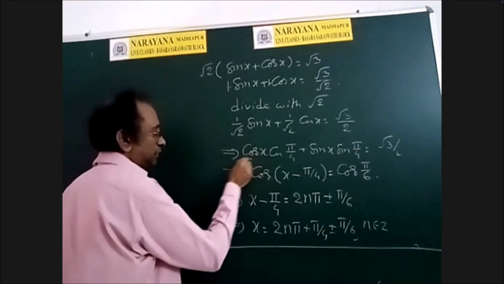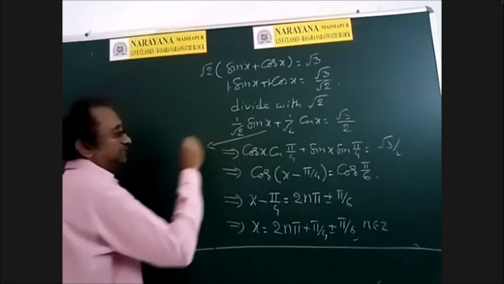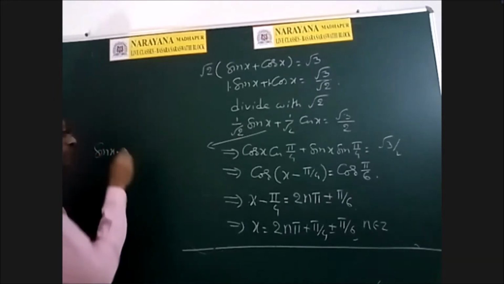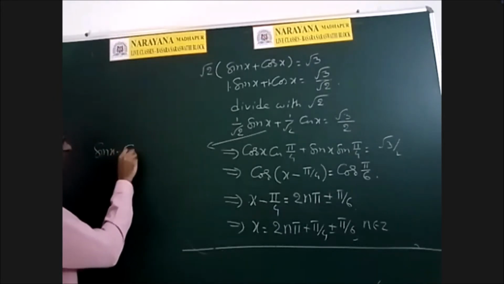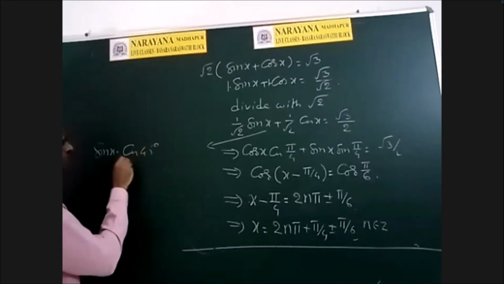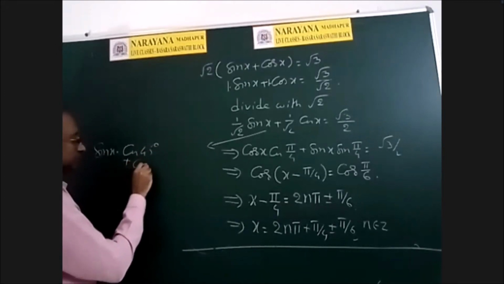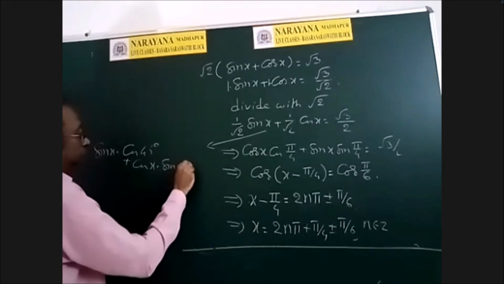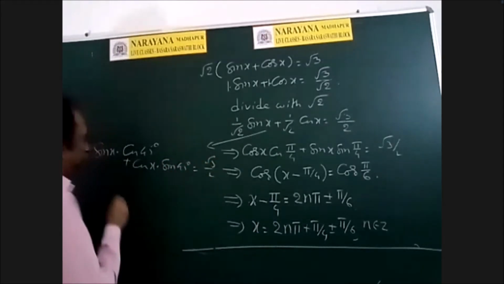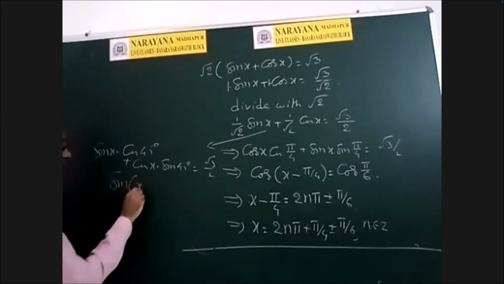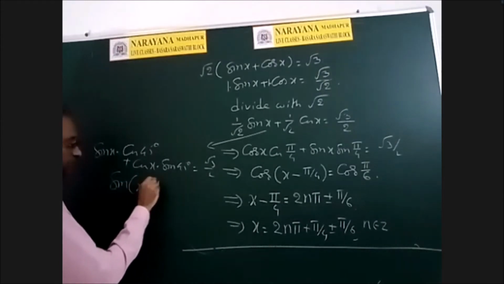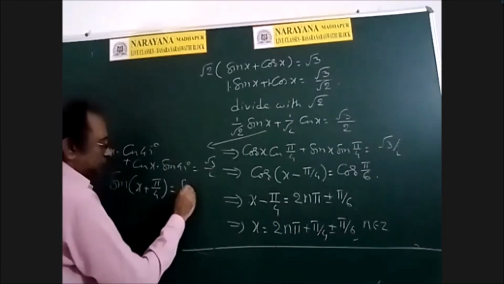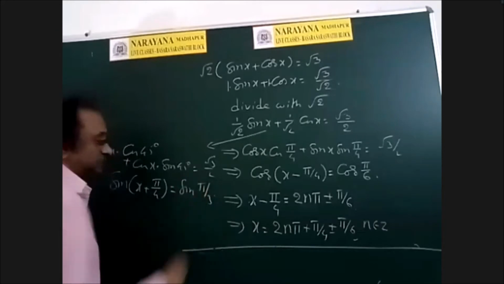Okay. So some students will ask, sir, I don't do like this, sir. So from this step, I will do like this. Sin x into 1 by root 2 as cos 45 I will write, plus cos x into 1 by root 2 as sin 45, root 3 by 2. So this is sin A plus B, sin x plus 45 degrees, 45 degrees means pi by 4, is equal to sin theta means this is sin pi by 3, sin 60 degrees.